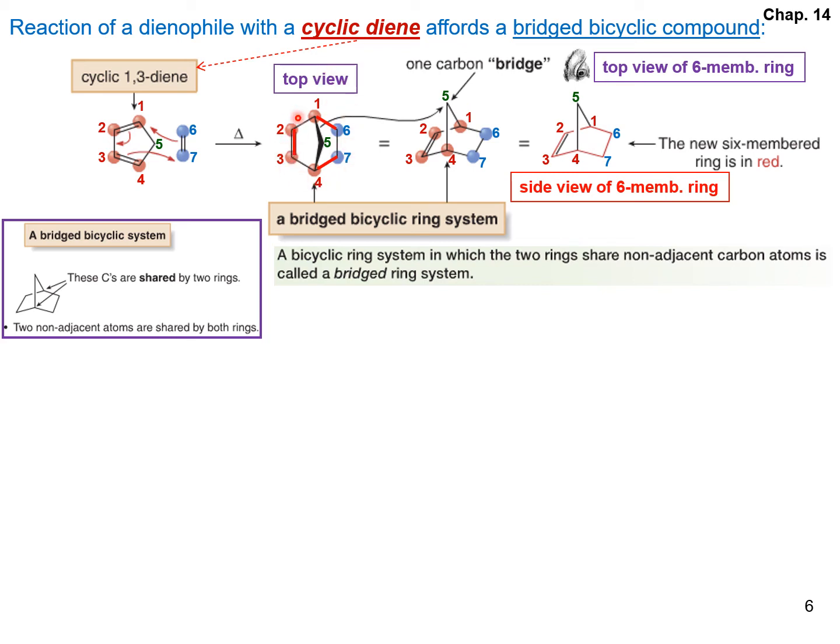This is a top view of the bridged bicyclic compound that is afforded. This is a side view, and I think it's a good time to take out your molecular models and make a model of this so you can actually see how these drawings are representing the true three-dimensional structure of the bridged bicyclic compound.